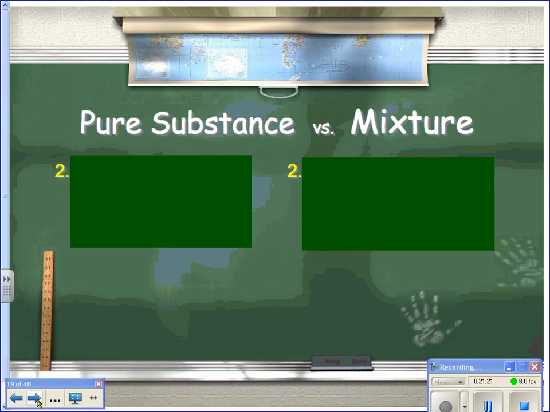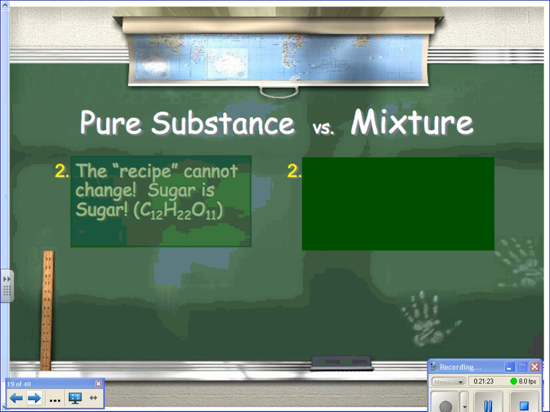Number 2 on your sheet, the recipe for a pure substance cannot change. Sugar is sugar is sugar. Okay? The molecule C12H22O11 is not going to change. Even if I were to break this down a little bit, it would still end up being a molecule of sugar. This is just a rather large molecule of sugar bonded together there.